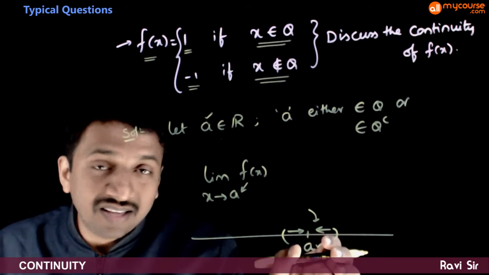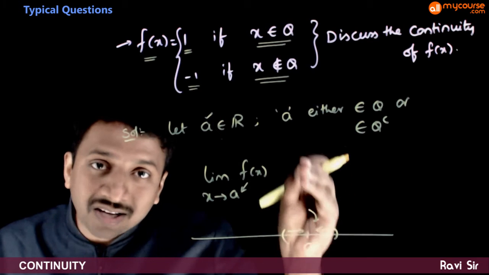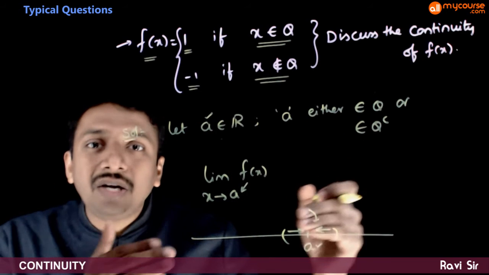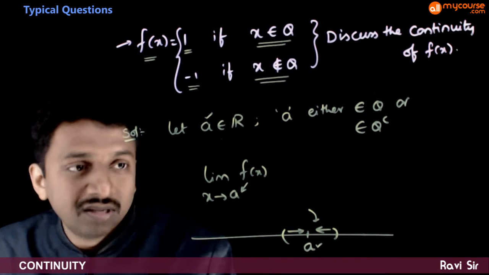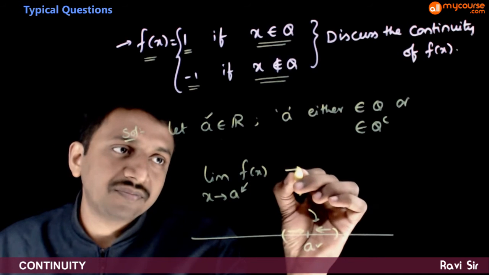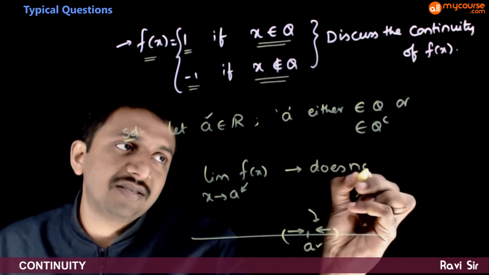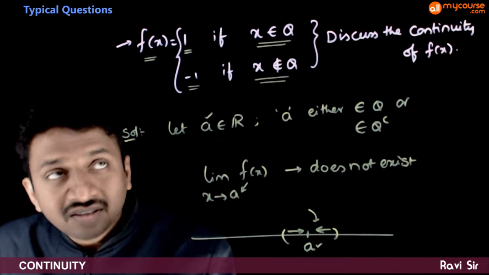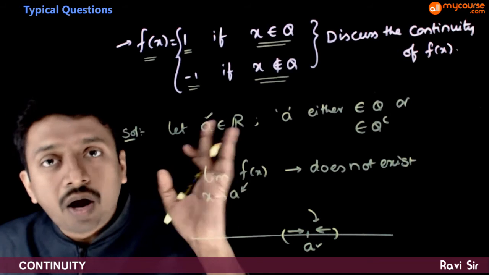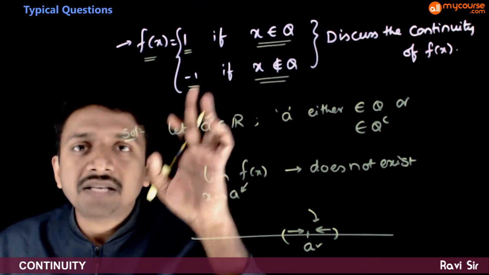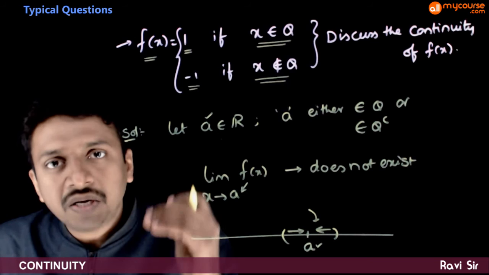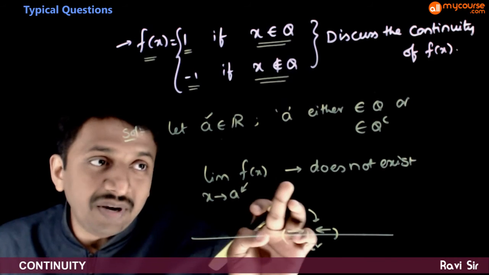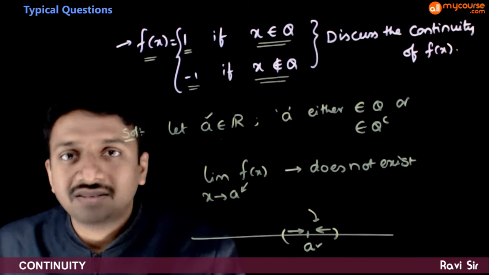That is, the value of f(x) oscillates between 1 and minus 1 infinitely many times. f(x) doesn't tend to any particular value. So the limit as x tends to a of f(x) does not exist. For this function, the functional values exist for all numbers. Take any number, the functional value exists; it will be either plus 1 or minus 1. But at any point, the limit as x tends to a of f(x) does not exist.